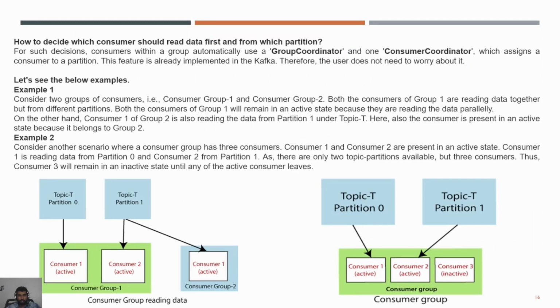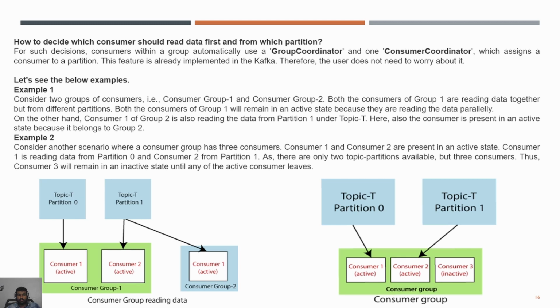How to decide which consumer should read data first and from which partition? For such decisions, consumers within a group automatically use a group coordinator and one consumer coordinator, which assigns a consumer to a partition. This feature is already implemented in Kafka. Therefore, the user does not need to worry about it. Let's see the below examples.